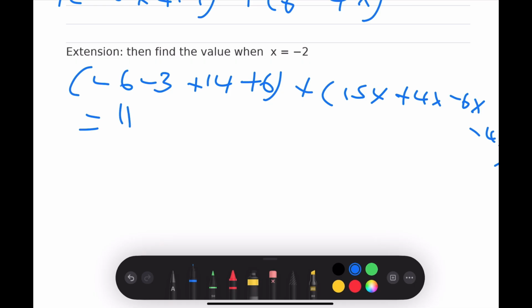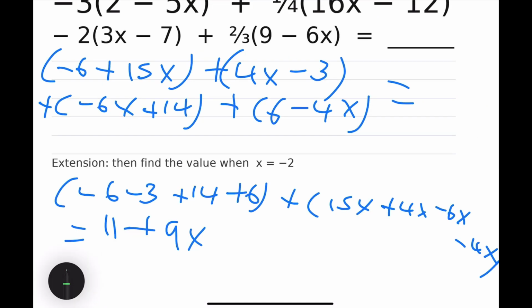We can collect the x's. So 15x plus 4x would be 19x. Minus 6x, that would be 13x. Minus 4x, that would be 9x. So it would be 11 plus 9x. So that is the answer to the first part, 11 plus 9x.